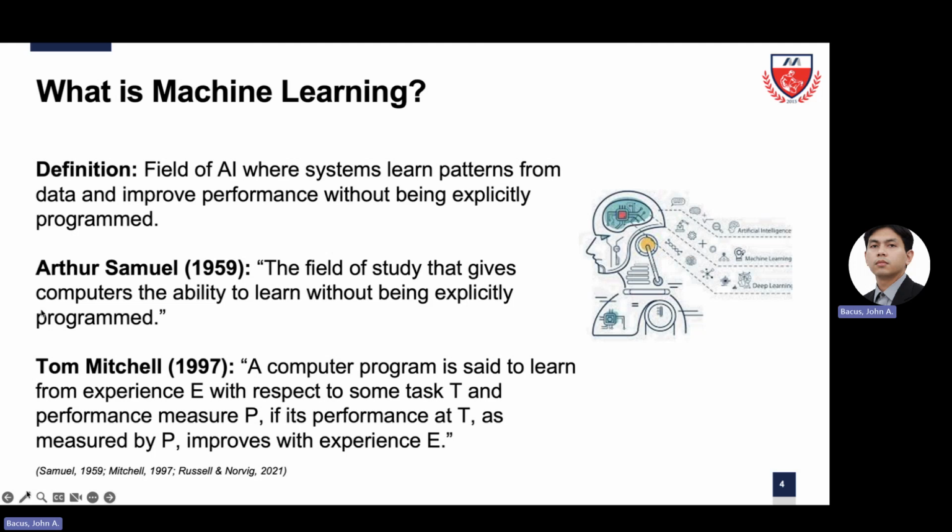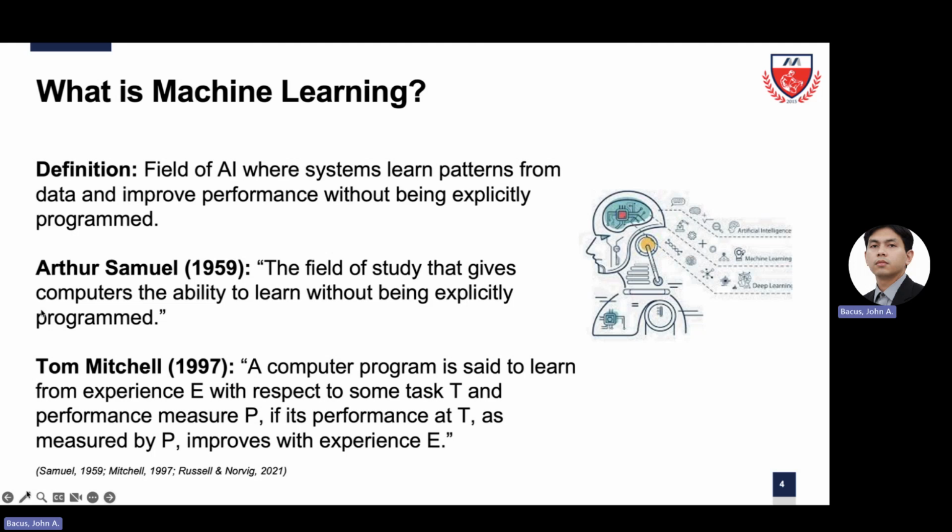So, what is machine learning? We talked about in our previous lesson that machine learning is under the field of AI, because AI is very broad. It is where systems learn patterns from data and improve performance without being explicitly programmed. From the word machine learning, the machine learns from us. According to Arthur Samuel in 1959, this is the field of study that gives computers the ability to learn without being explicitly programmed.